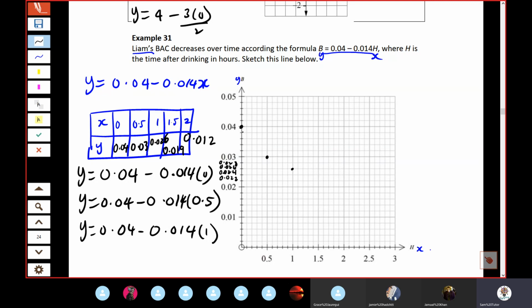Something doesn't look right. At a half it's 0.03, so it doesn't look like a straight line. It should be 0.033. Now you see, one small little number made a world of a difference, because I could see it wasn't looking like a line. So that's 30, that's 32, 33, somewhere there.